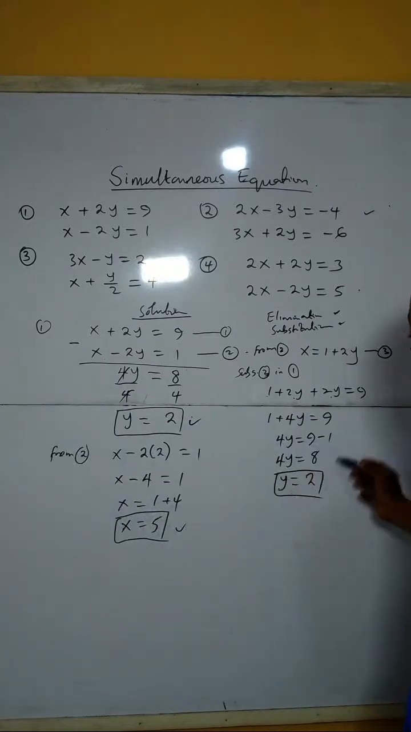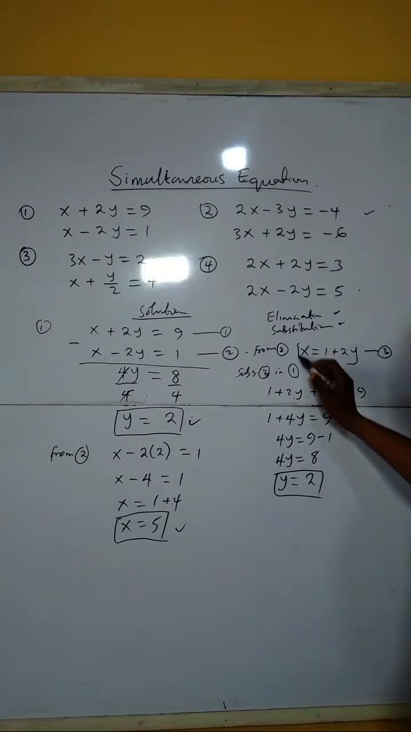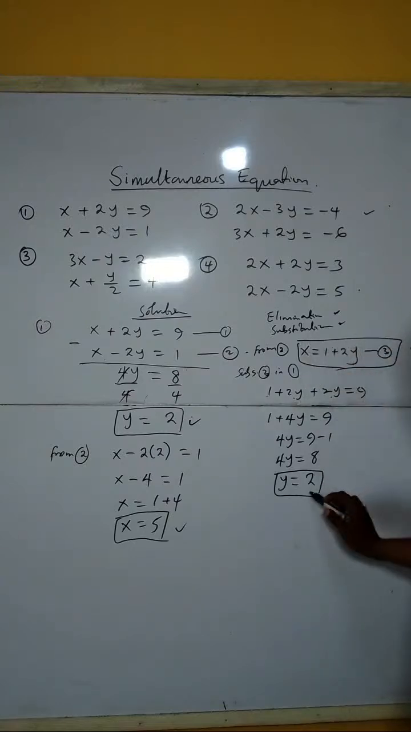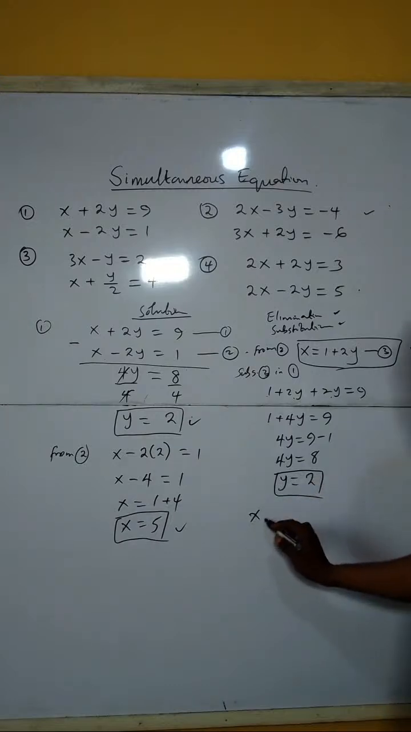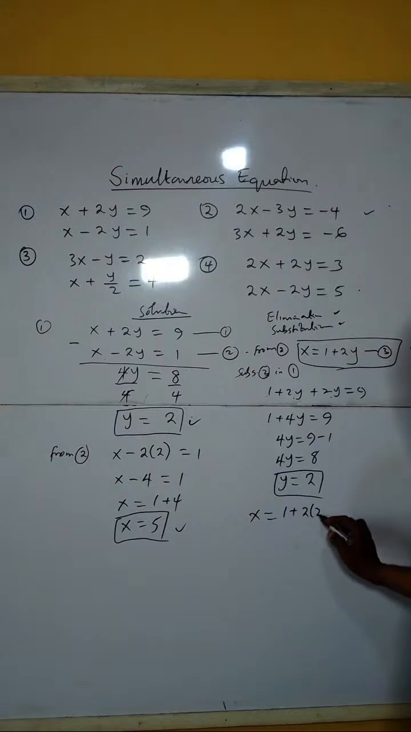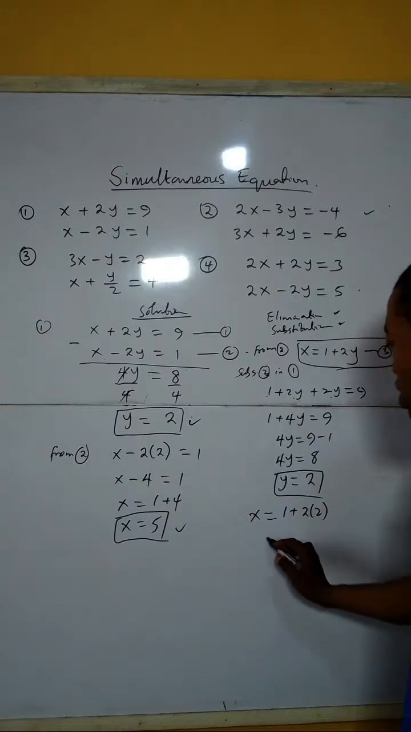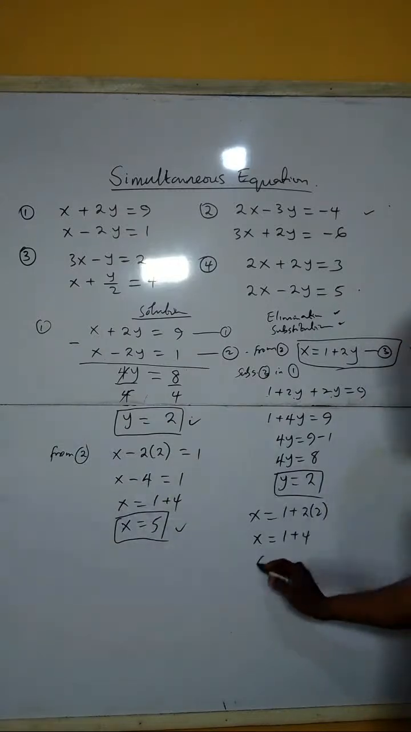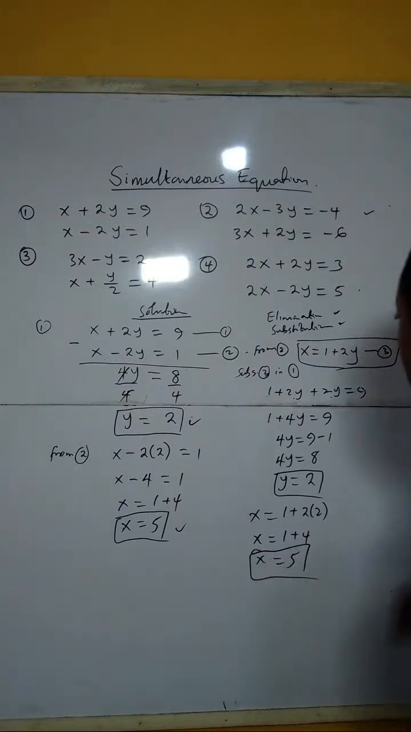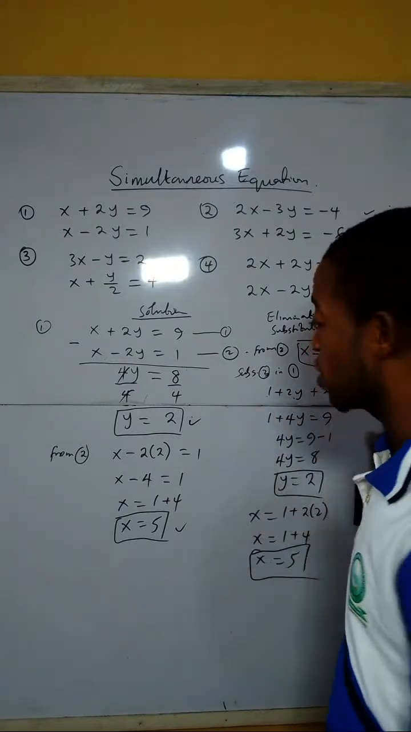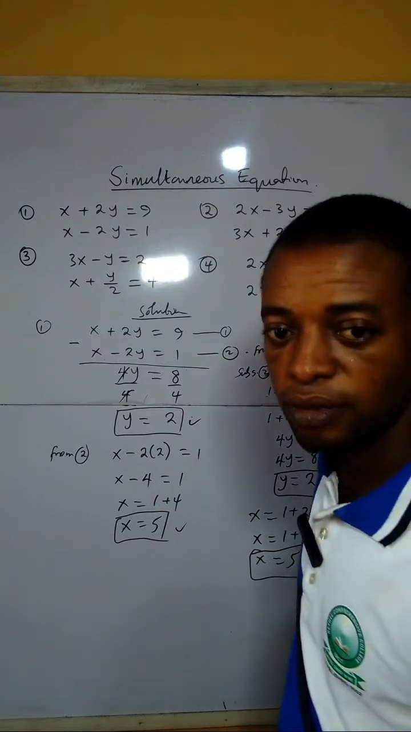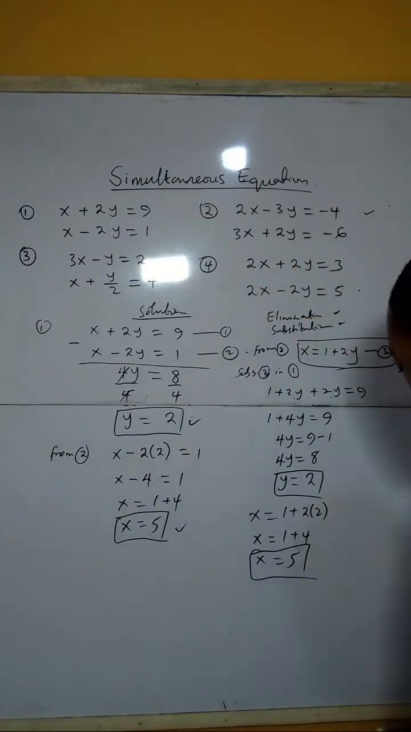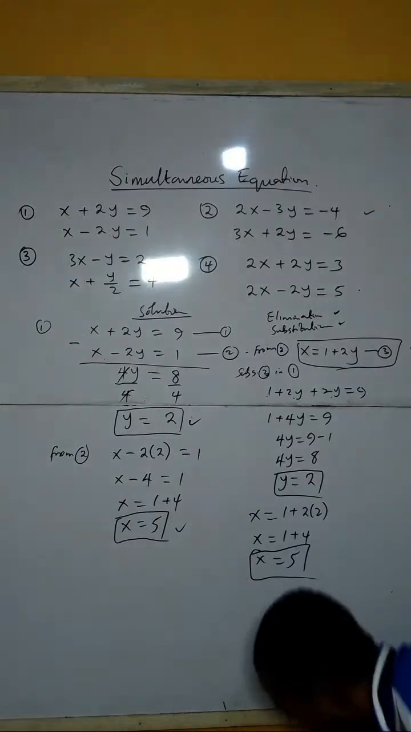Then to get x, just use equation 3 and substitute the value of y. That means x now equals 1 plus 2 times 2, which implies x equals 1 plus 4, that is x equals 5. So we still have the same answer, whether we use the elimination method or the substitution method. Then let's look at number 2 as well.